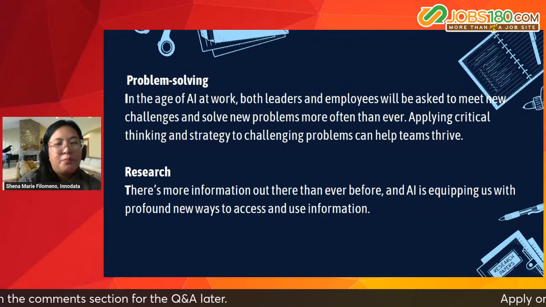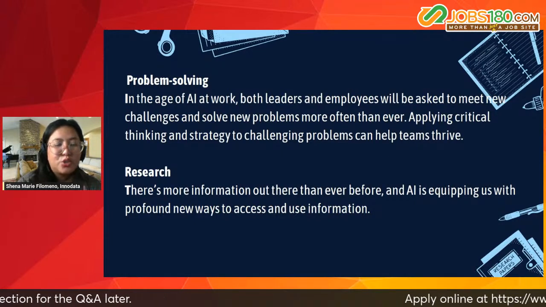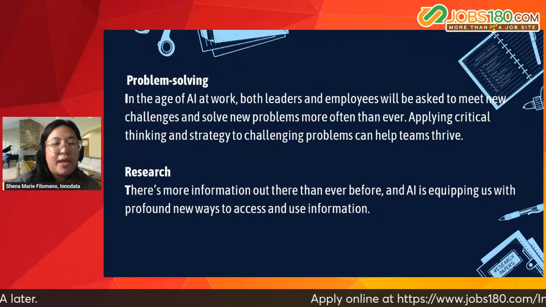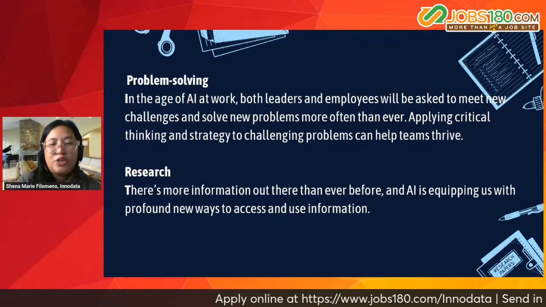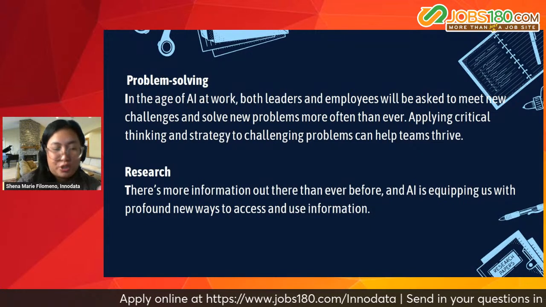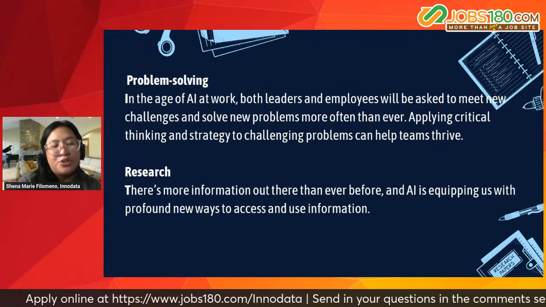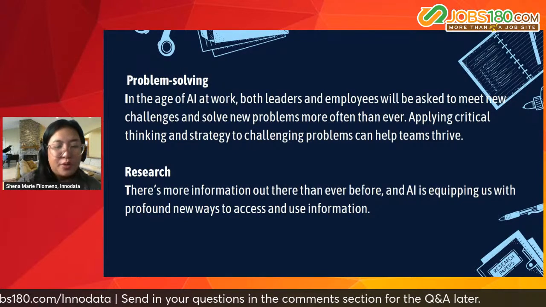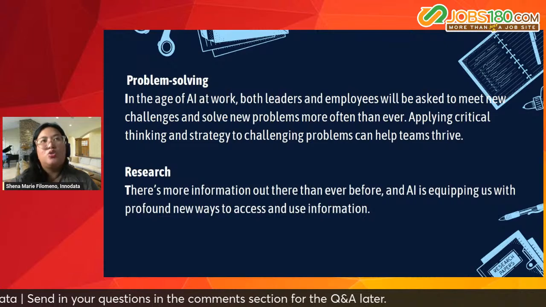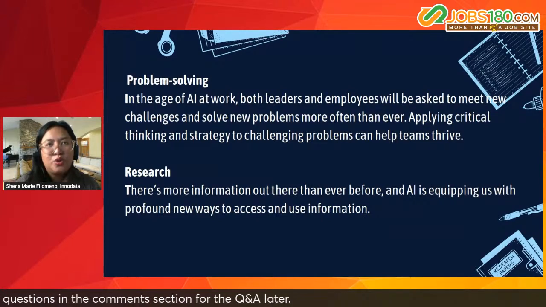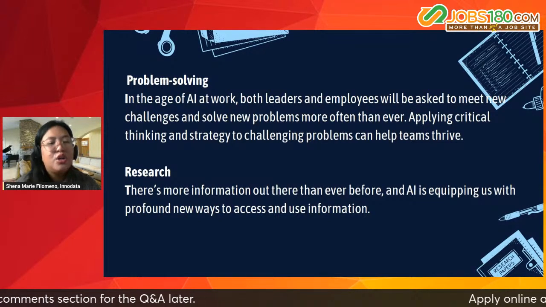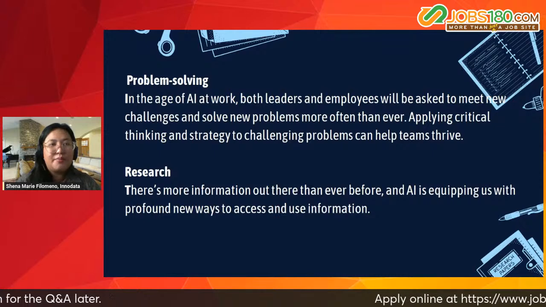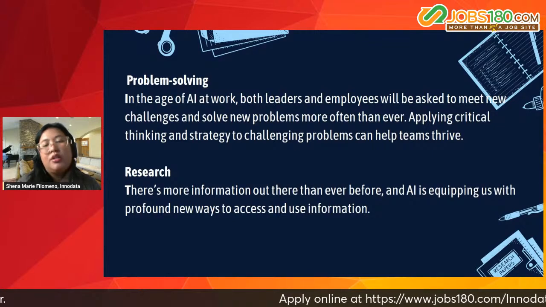because both leaders and employees will be asked to meet new challenges and solve new problems, and applying critical thinking and strategy to challenge problems can help the team to thrive. And then research, there's more information out there than ever before, and AI is equipping us with profound new ways to access and use information. So AI can help us to gain more knowledge, to make process easier than before.